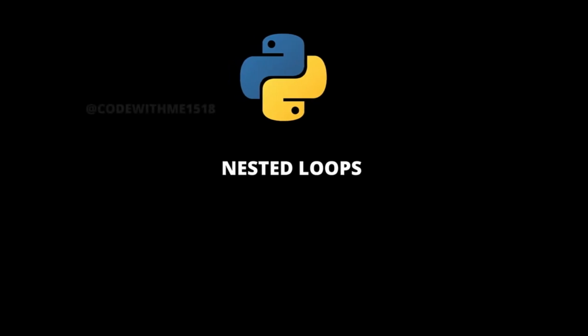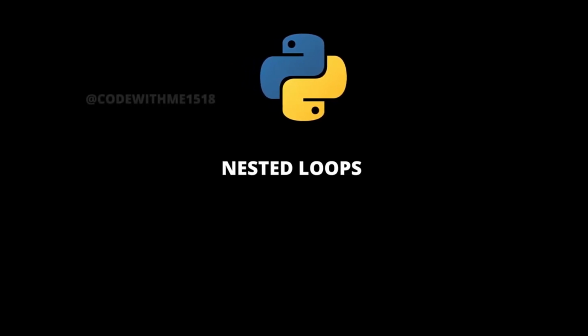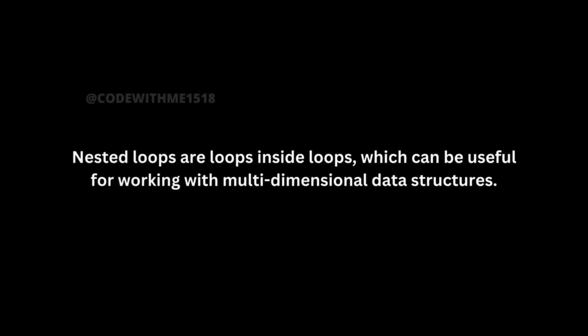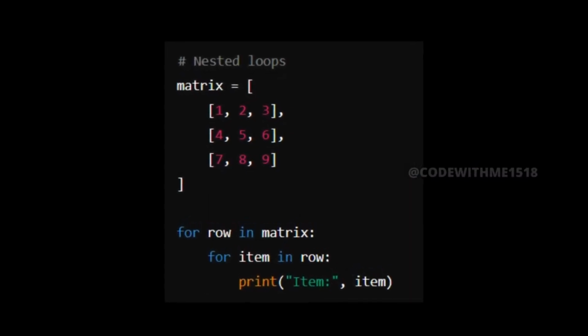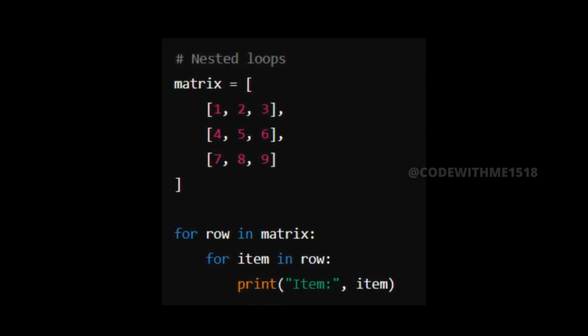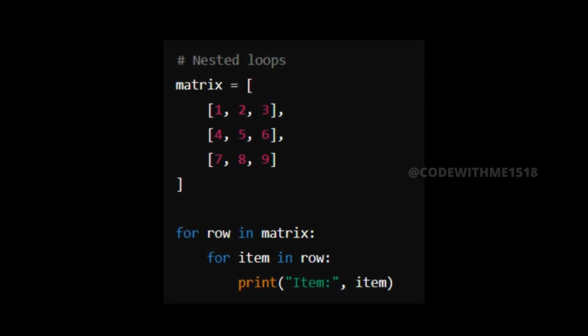Now, let's talk about nested loops and loop optimization. Nested loops are loops inside loops, which can be useful for working with multidimensional data structures. Here's an example of nested loops. In this example, the outer loop iterates over each row of the matrix, and the inner loop iterates over each item in the row.